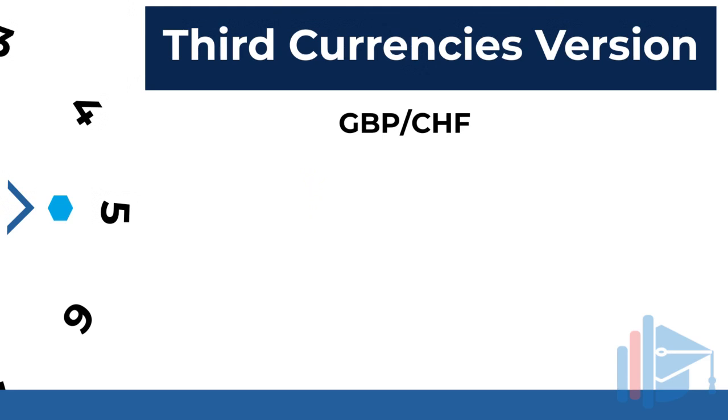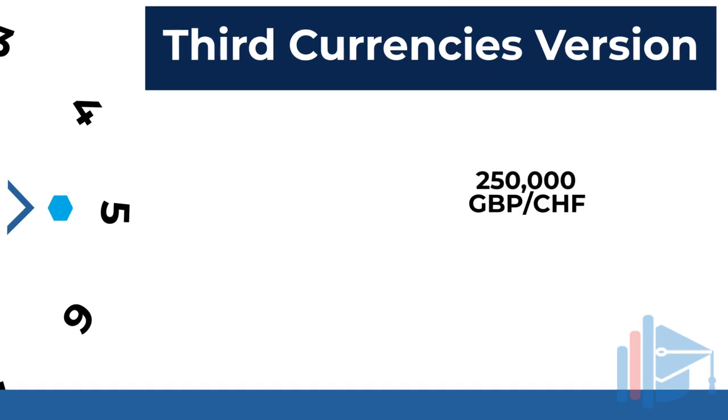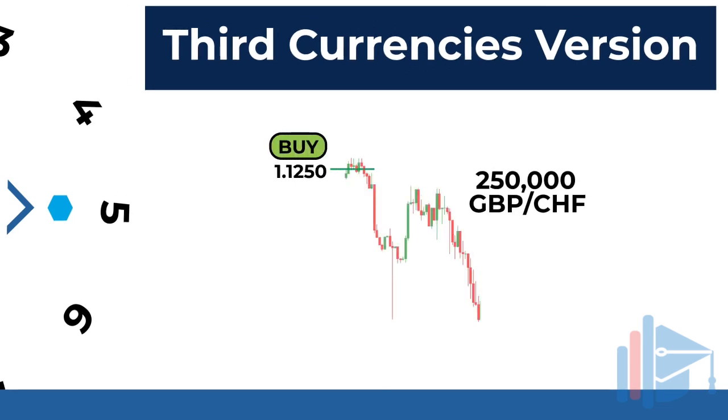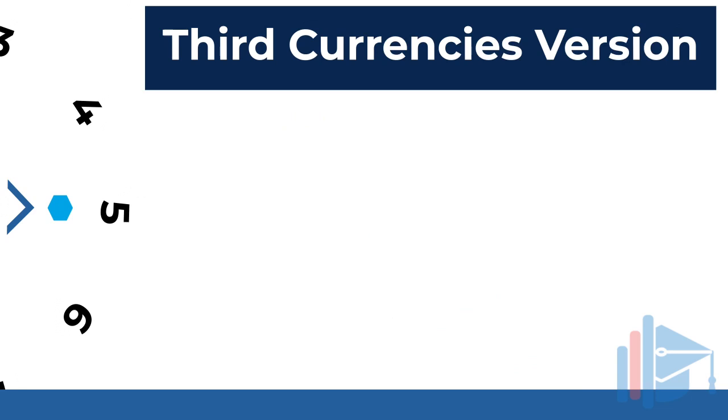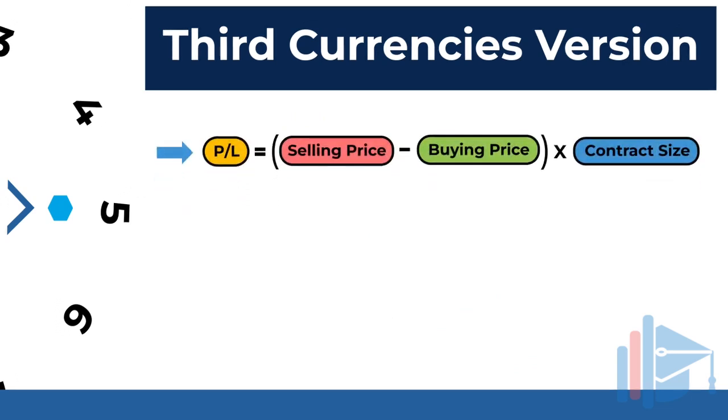Let's take the example of trading GBP CHF. Suppose we exchange 250,000 British pounds worth for Swiss francs at an ask price of GBP CHF at 1.1250, and later close the trade at a bid price of 1.1100. The profit or loss calculation would be as follows. Profit or loss is equal to selling price minus buying price times contract size.